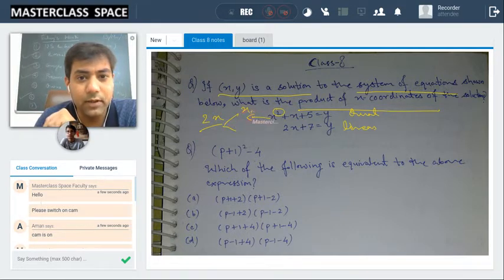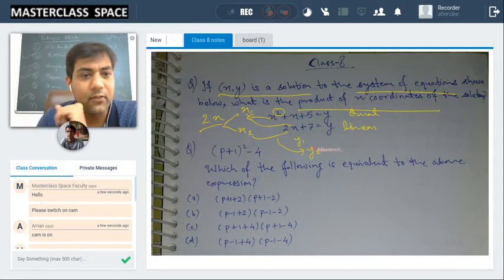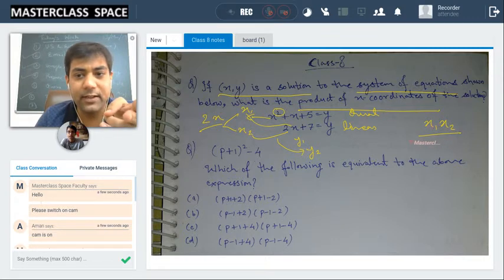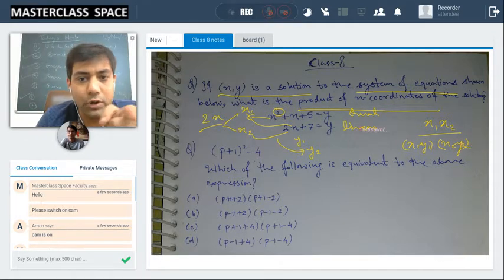Suppose x1, x2. If you put x1 here, you are going to get some y, which I will name y1. If you put x2 here, you will get something which I name y2. So what is the question asking you? Find the product of x1 and x2. These two pairs, (x1, y1) and (x2, y2), will satisfy both the equations.